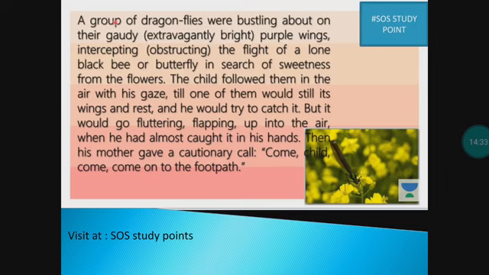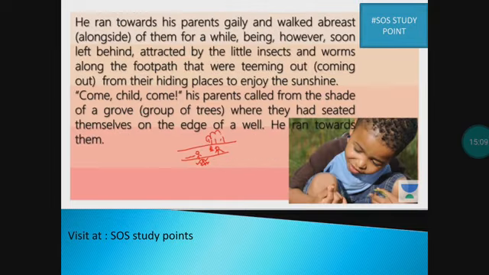So the child was very happy with the butterfly, and when he saw that butterfly, he was trying to catch it. So he just followed the butterfly in the air, but it would go flapping up into the air. When he had almost caught it in his hands, then his mother gave her cautionary call, "Come, child, come on to the footpath." So this was the calling of the mother when he was going to be led away from the eyes. Now, this is the next slide.